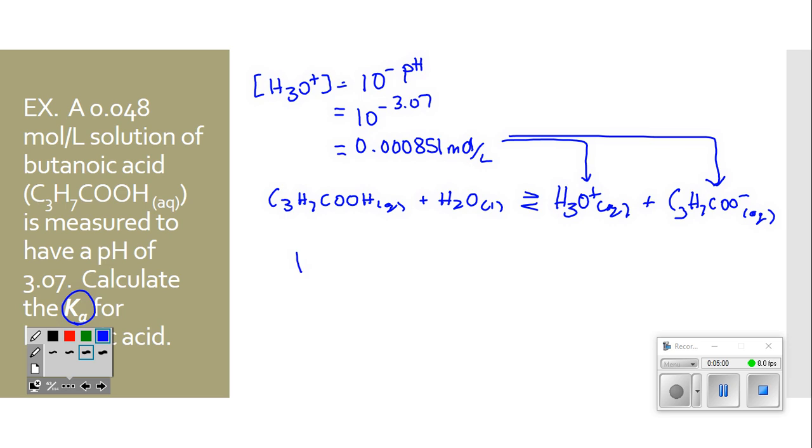Now, if I want to calculate Ka, I should take the concentration of hydronium times the concentration of my base divided by the concentration of the acid.